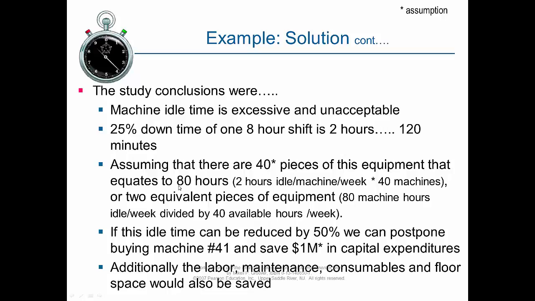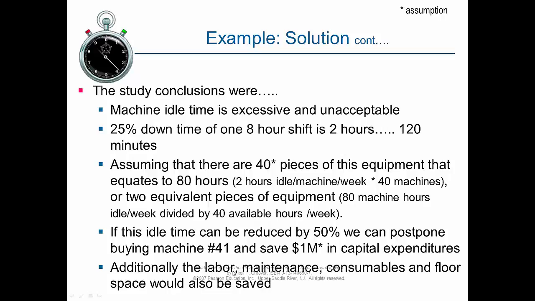That equates to 80 hours of downtime, right? 2 hours of downtime per piece of equipment times 40. And so that would be 2 equivalent pieces of machinery: 80 machine hours a week divided by 40 available hours a week. So if we can reduce the idle time even by 50%, we can either postpone buying another machine and save the capital expenditure associated with it, which I've just made an estimate here, or we can increase our capacity and build more product, assuming we have demand, without having to buy anything.